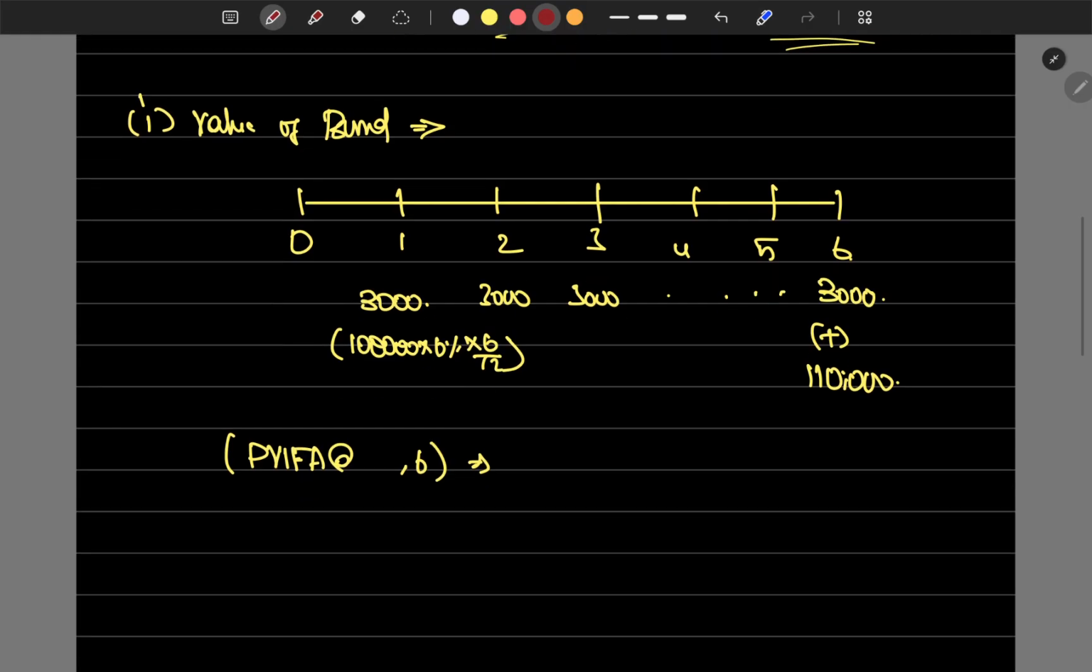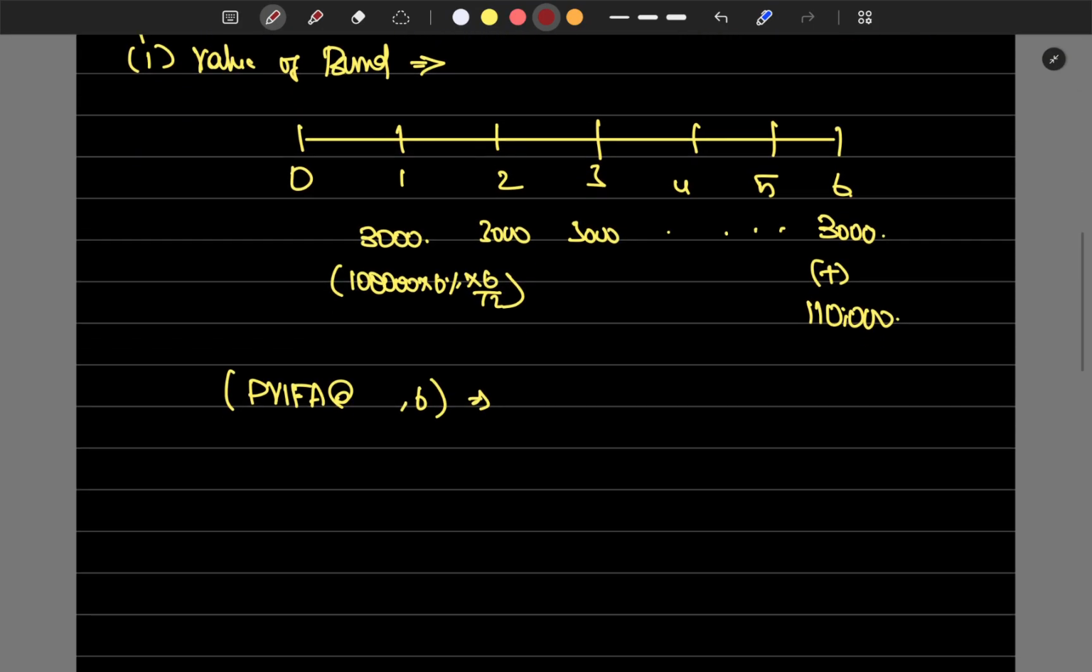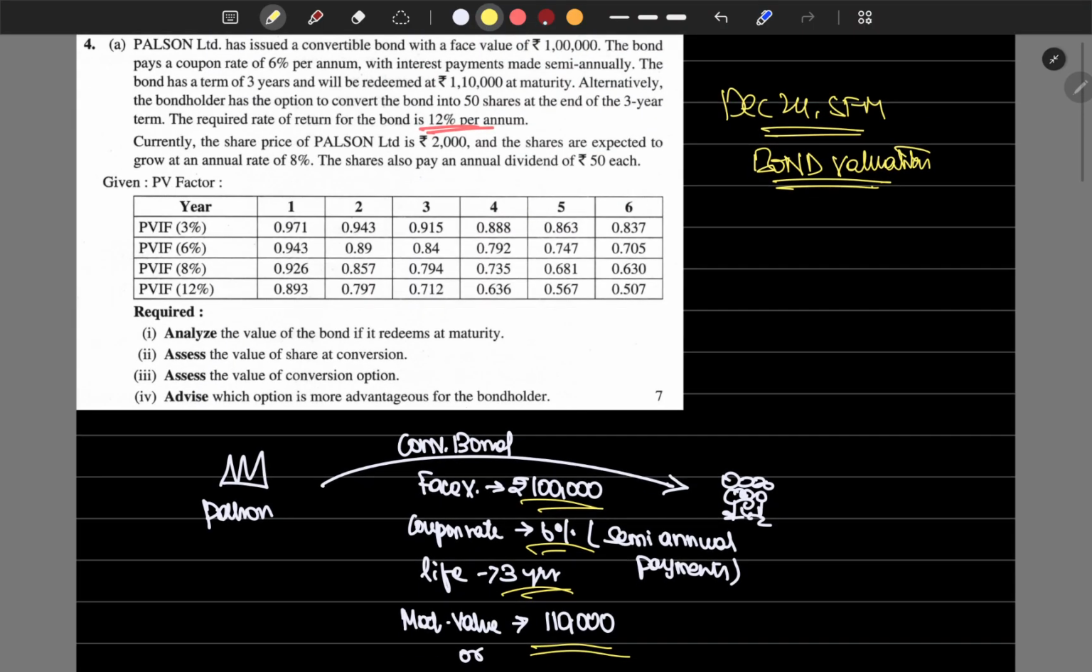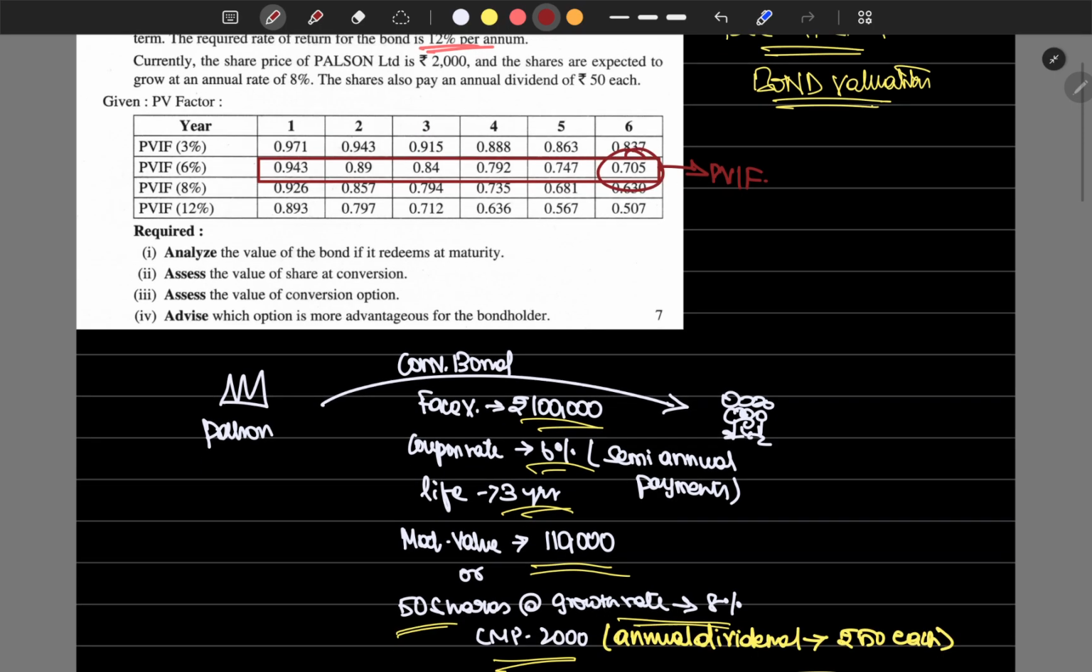We may mistakenly assume that the coupon rate and the required rate of return are the same, but both are different values. So the required rate of return is 12 percent. Considering the semi-annual value, that would be 6 percent, for 6 terms. We have to total up these 6 values, that is the PVIFA, and this is the PVIF for each period. Now we have to total up these values: 0.943 plus 0.89 plus 0.84 plus 0.792.